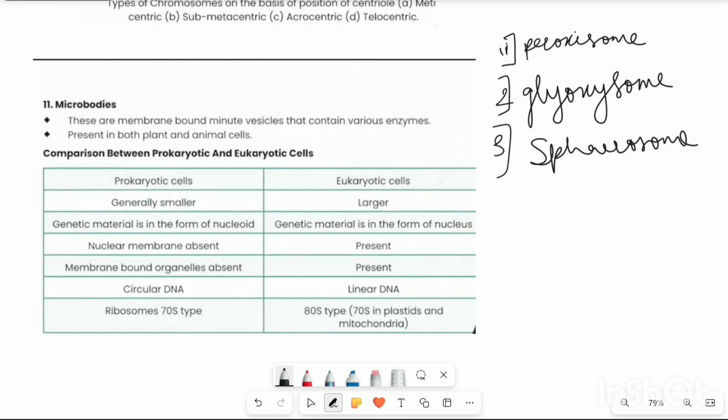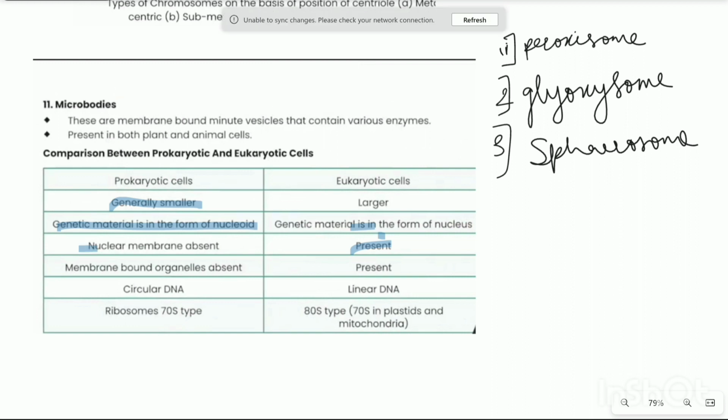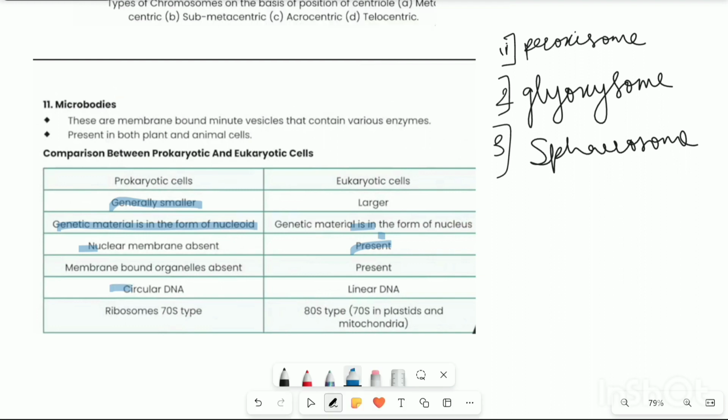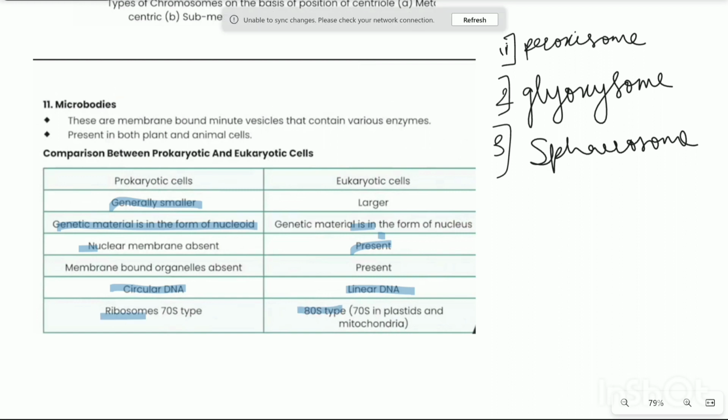Let's see the comparison between prokaryotic and eukaryotic cells. Prokaryotic cells are generally smaller compared to eukaryotic cells. In prokaryotes, the genetic material is in the form of a nucleoid, and in eukaryotes it is in the form of a nucleus. In prokaryotic cells, the nuclear membrane is absent. In eukaryotic cells, it is present. Membrane-bound organelles are absent in prokaryotic cells, whereas in eukaryotic cells they are present. In prokaryotes there is circular DNA, whereas in eukaryotes there is linear DNA. As for the type of ribosome, in prokaryotes the ribosome is of the 70S type, and in eukaryotes it is the 80S type.